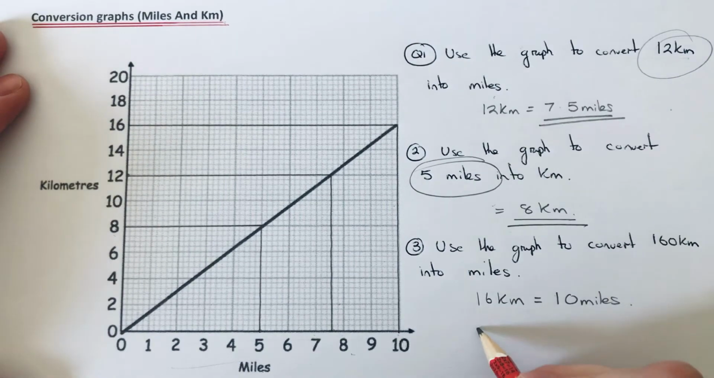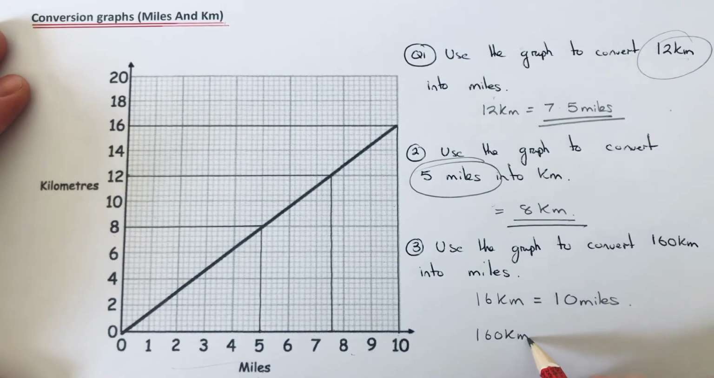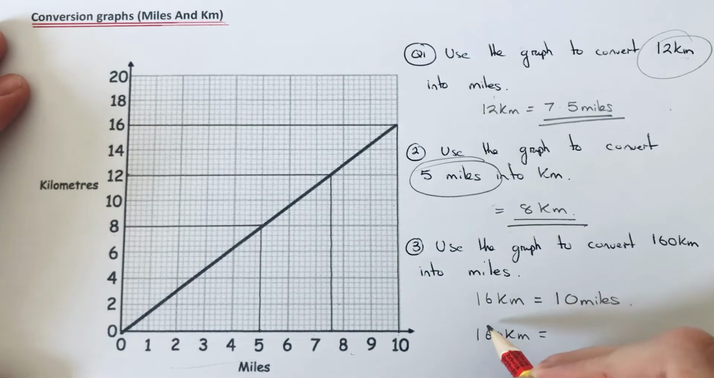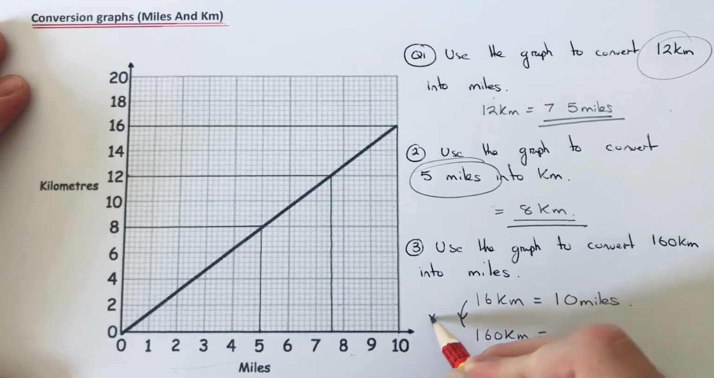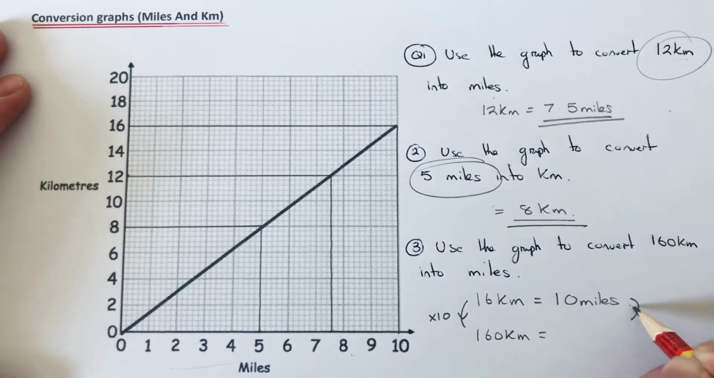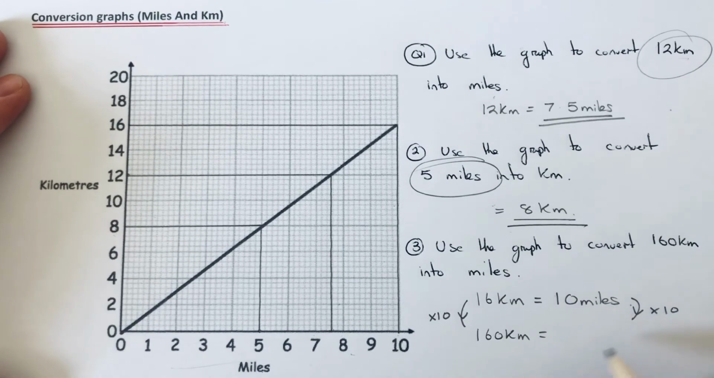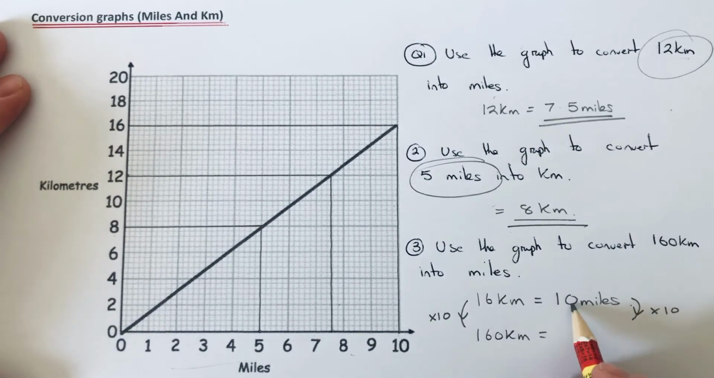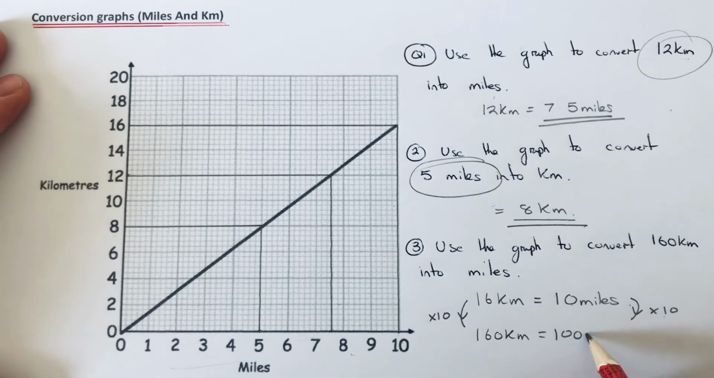So we now can use this to figure out what 160 is, because 160 is 10 times bigger than 16. So all we have to do is multiply the other side by 10. 10 times 10 is 100 miles.